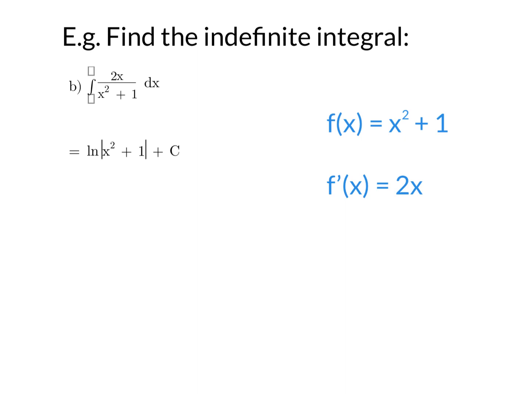Didn't mention before, but the reason they're in absolute values is because you can't take the log of a negative. So inside that will always be a positive answer.